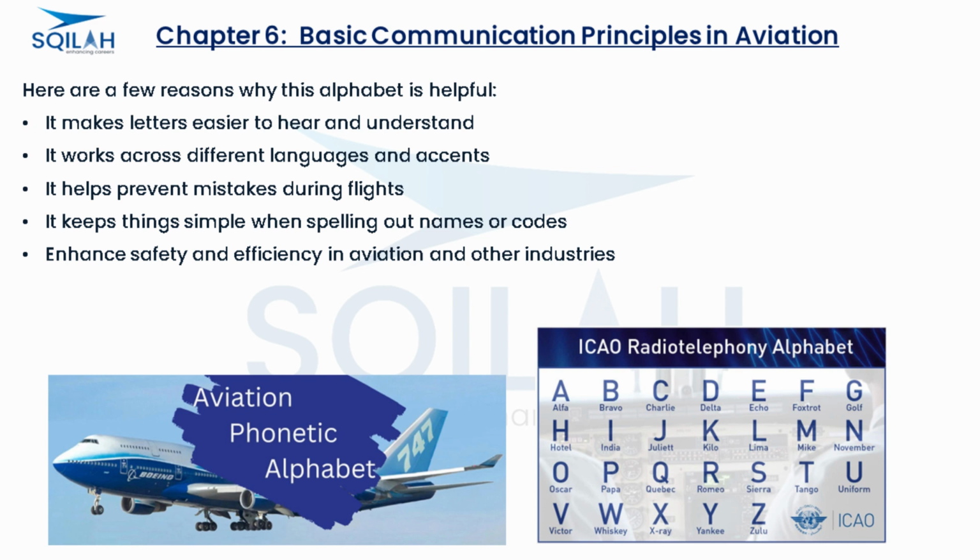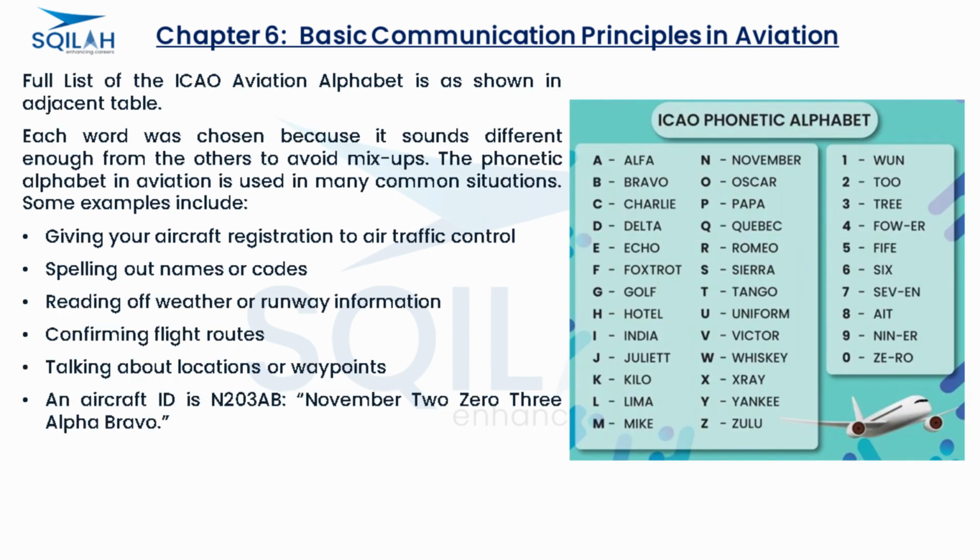Here are a few reasons why this alphabet is helpful. It makes letters easier to hear and understand. It works across different languages and accents. It helps prevent mistakes during flights. It keeps things simple when spelling out names or codes. It enhances safety and efficiency in aviation and other industries. The full list of the ICAO aviation alphabet is as shown in the adjacent table. Each word was chosen because it sounds different enough from the others to avoid mix-ups.